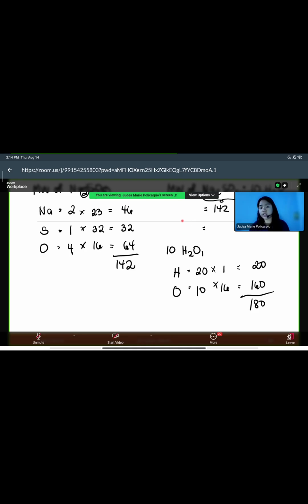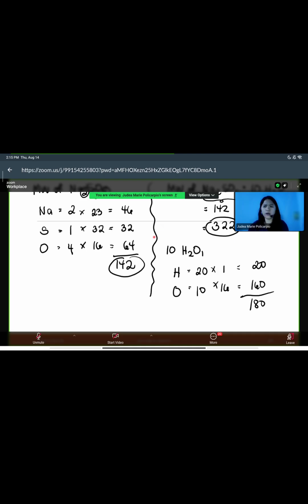Anong gagawin natin sa 180? I-add lang natin siya dun sa sodium sulfate natin. Kanina, ang sodium sulfate natin ay 142. I-add lang natin yung 10 water molecules. So we have 142 plus 180. So yes, we have 322. Ito ngayon yung magiging molecular weight ng hydrated na salt natin. Kanina yung 142, anhydrous pa lang yon. Pero this time, we have the sodium sulfate decahydrate, 322.